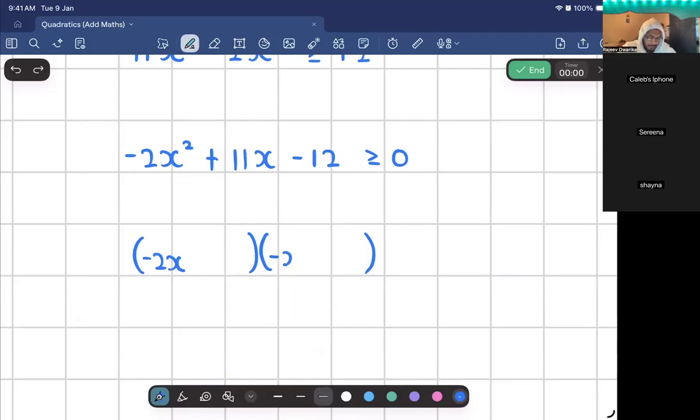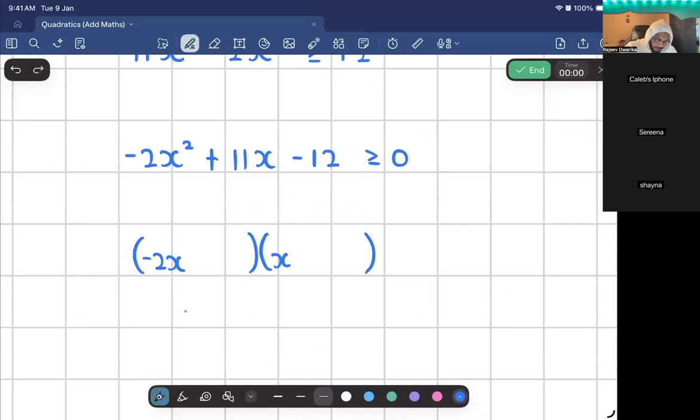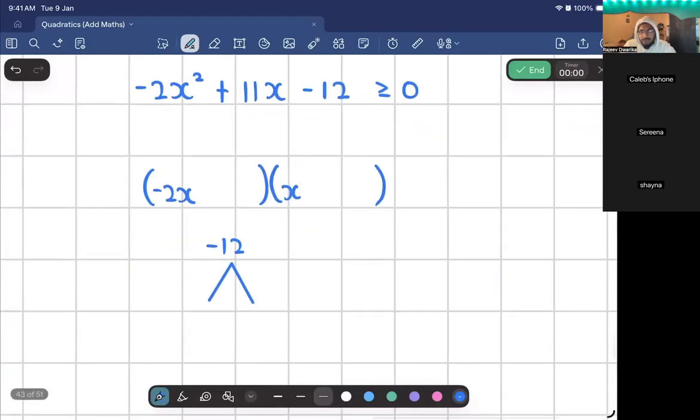So Caleb, it would just simply be x, right? Let me try to explain that in a way you can understand. So we have negative 2x, and then multiply that by x. What is x by x? X squared. Right, so you get back negative 2x squared. Let me know if you understand that part. Yes. All right, now we are going to look at the last term. Your last term is negative 12. Tell me some ways you can multiply to get negative 12. Just give me some suggestions.